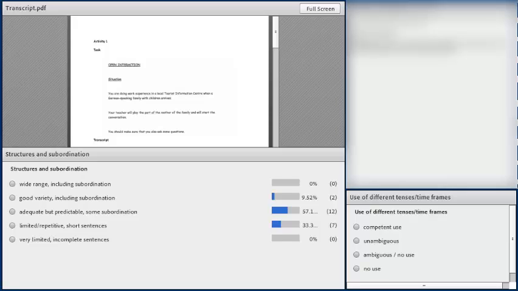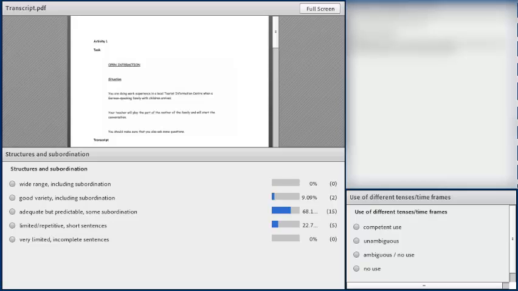She does have longer sentences, and she also uses adjectives to extend her sentences. And she has really quite full sentences by and large, and some of them are more expanded. And she also uses a modal verb. So I think it would be quite harsh to say that the structures are limited or repetitive and that they're short sentences. The best fit is the adequate but predictable, having acknowledged that there isn't any subordination.